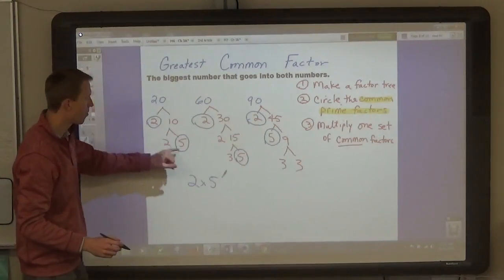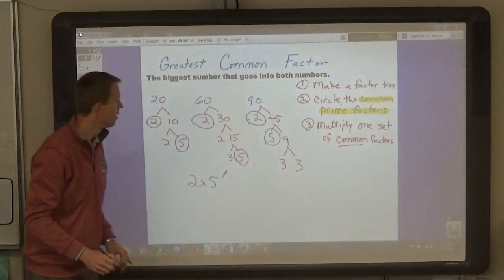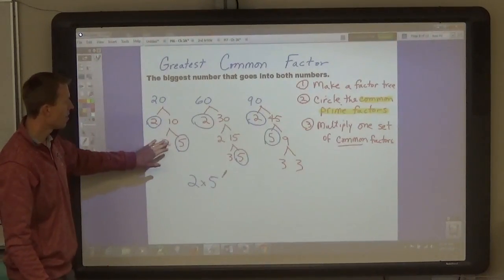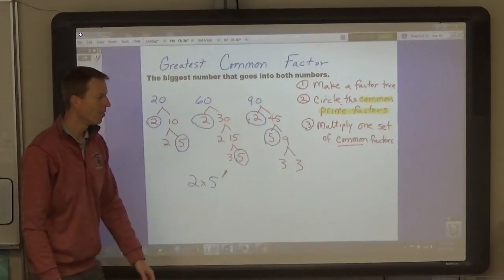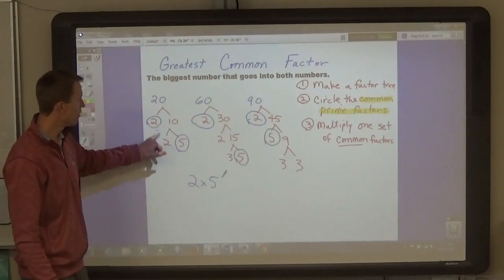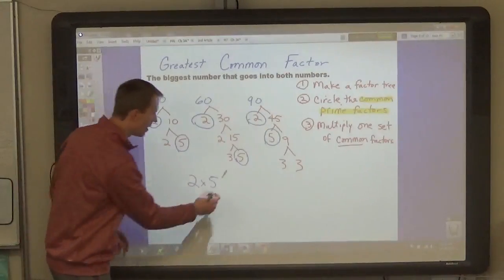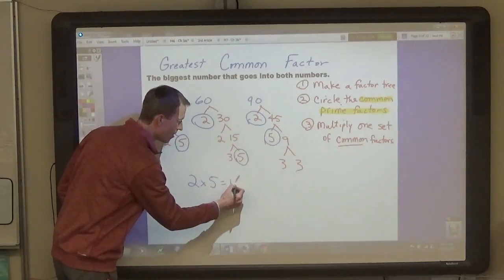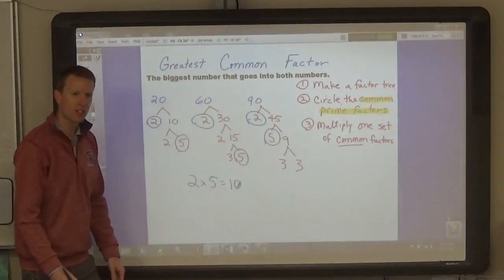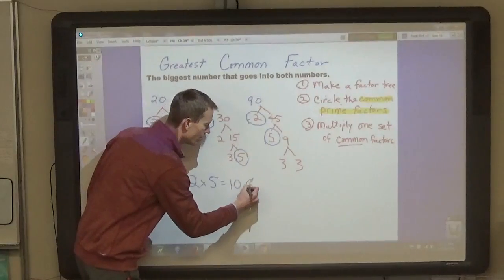Is there a 3 in each one? No. Is there any other number in each one? No. So the answer is 10. 10 is the greatest common factor.